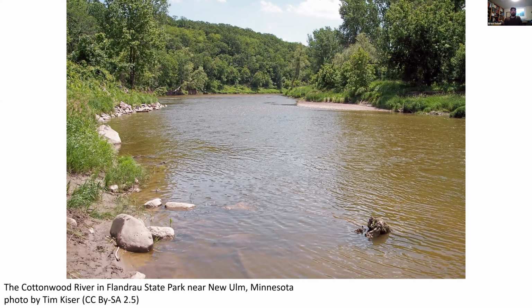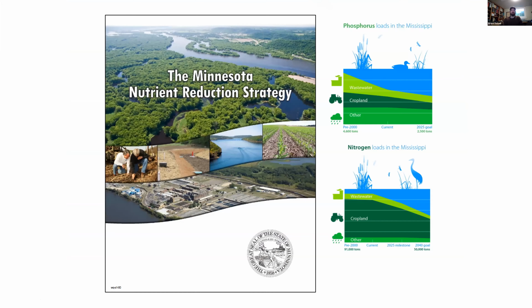And it's almost easy to forget that if you go just a little bit upstream or a little bit out of the incised river valley at this point, you get into some of the most productive farmland in the upper Midwest. But that productivity does come at a cost. We know that nutrients in our waterways are not where we need them. And as a result of that, Minnesota has laid out a nutrient reduction strategy.